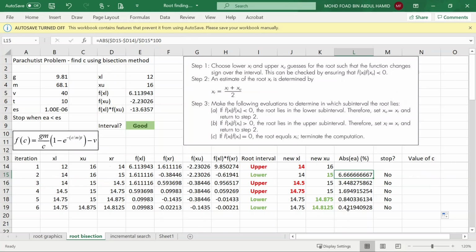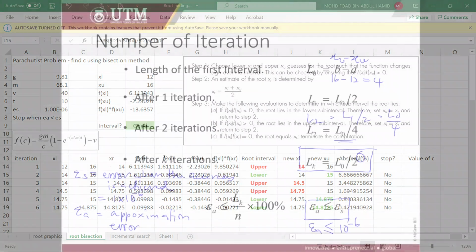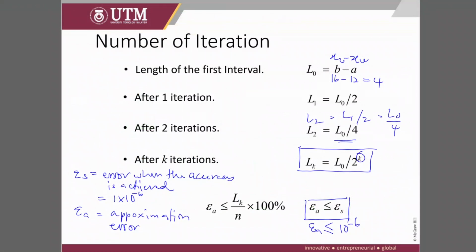If you are doing this by hand, it will take you forever to finish. Luckily, we have Excel. And luckily, you can also do programming for this one. Now let's try to estimate how many iterations we need for our problem here. Let's take a look at the formula. So this is the formula, and we need to use this formula.